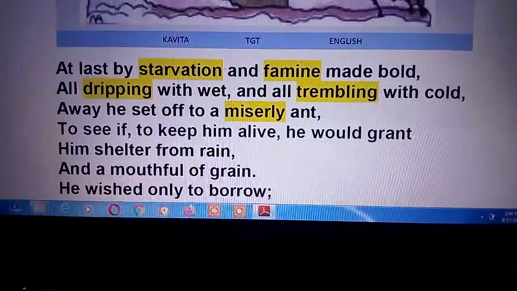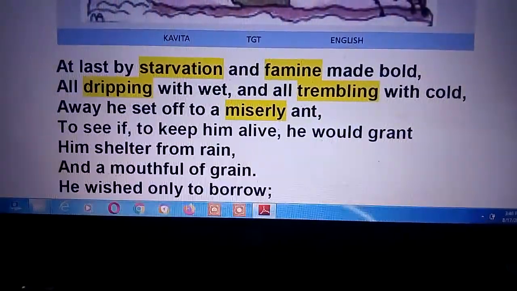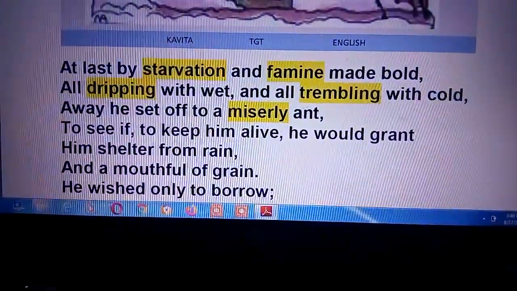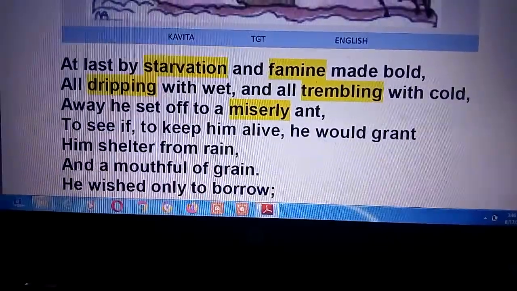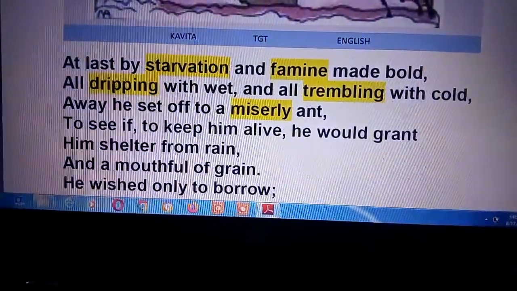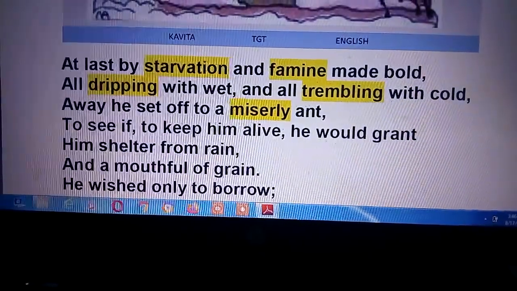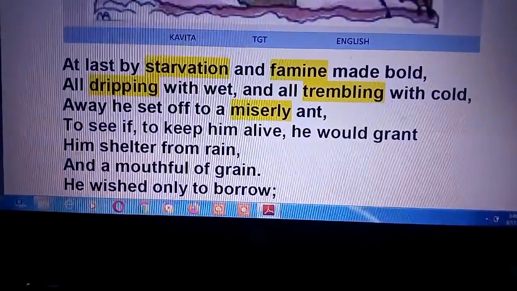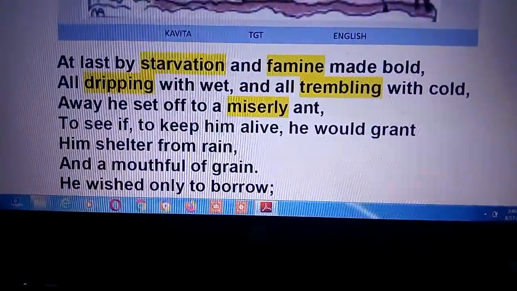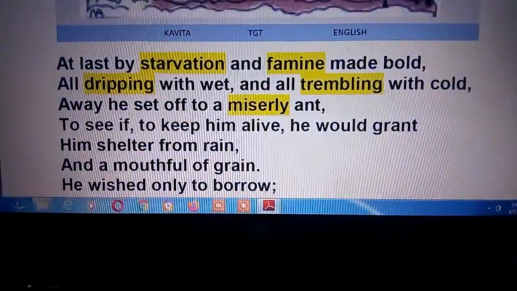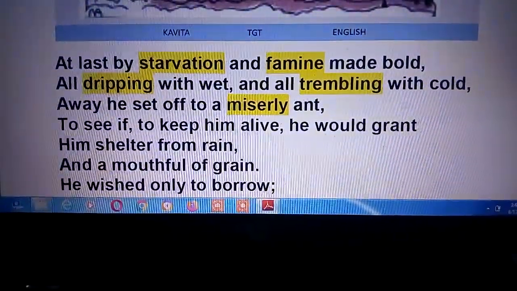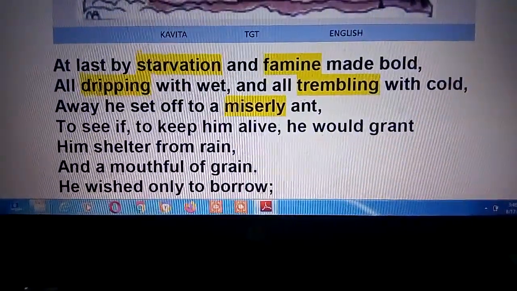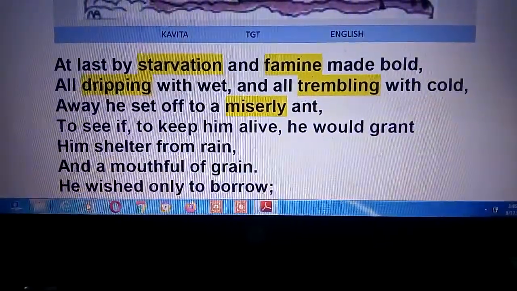And so as he had set out to move, to go and ask someone, he was dripping. Water was dropping from his body, from his clothes. He was all wet, and all trembling, fully trembling, shivering with cold, to see if to keep him alive he could grant him shelter from rain. So he went out in search of someone to give him food and shelter.